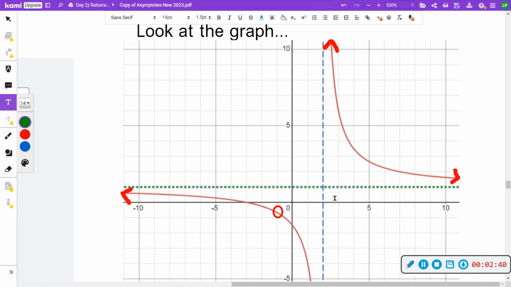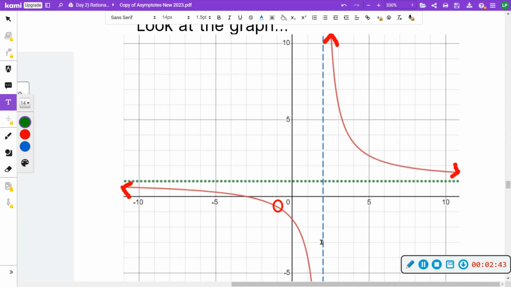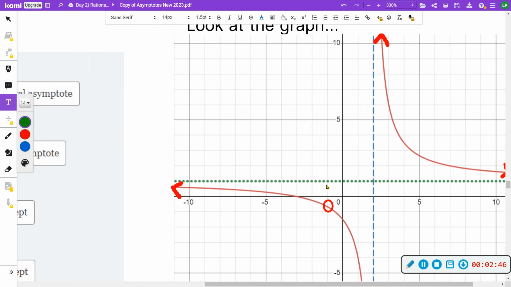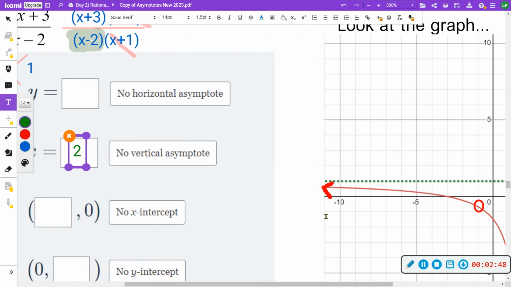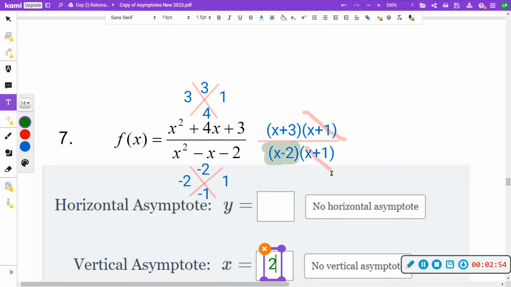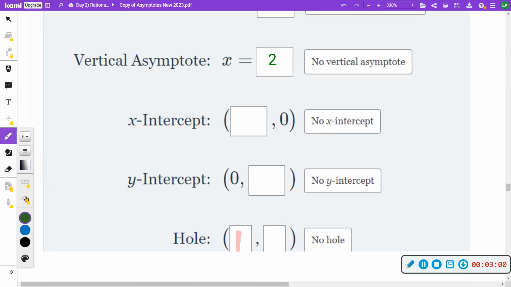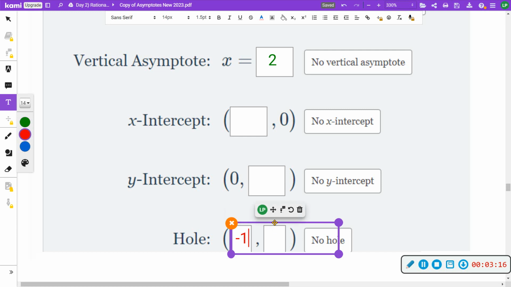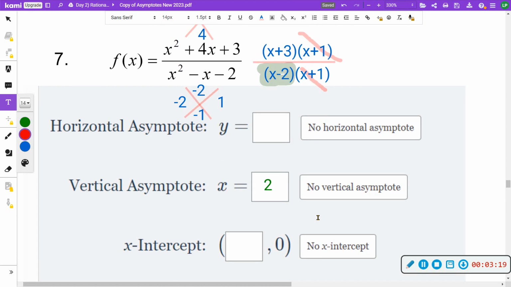And as you see, there's my vertical asymptote at x equals 2. And I see my hole is at negative 1 something. So how do you find that hole? Oh, and I messed up. Good thing I have that graph, because it's not 1; it's what number plus 1 is 0. So this should actually say negative 1. Almost made a mistake.